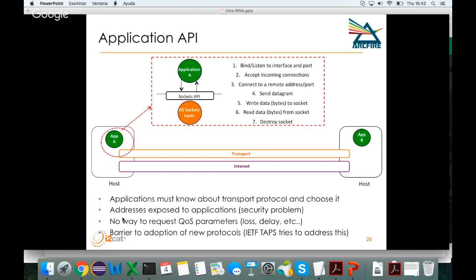And this is something even the IETF is working on. There's a group called TAPS, Transport Services, which is trying to improve the API so that it's really agnostic about what kind of transport solution you have below, and it just focuses on the abstract characteristics of the service.